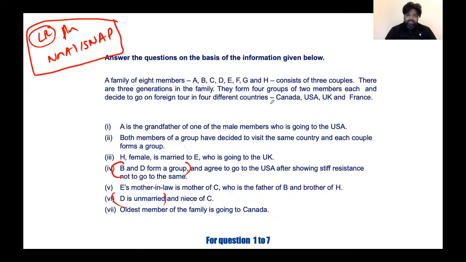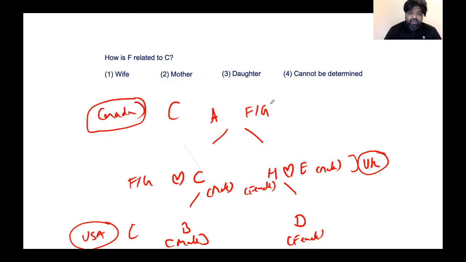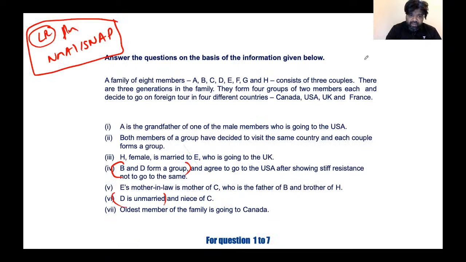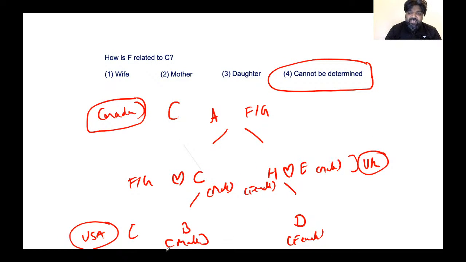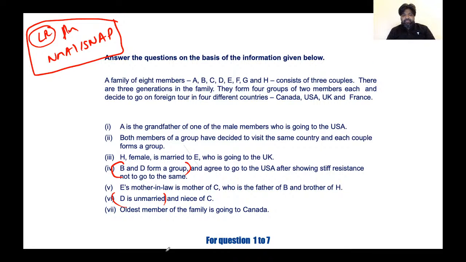Okay, who is the father of B? It's not written there. Okay, what's the question? How is F related to C? It could be wife, it could be mother. So what's the answer? Cannot be determined. It's not written anywhere about F and G, sorry. So the answer is what? Cannot be determined. Is it clear, guys?